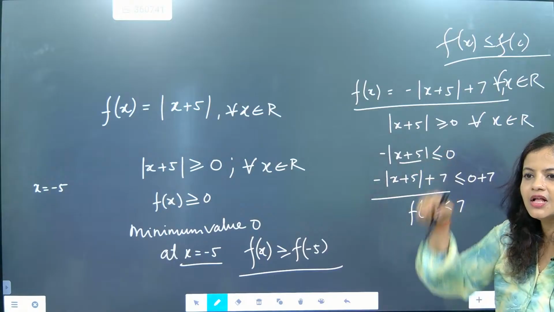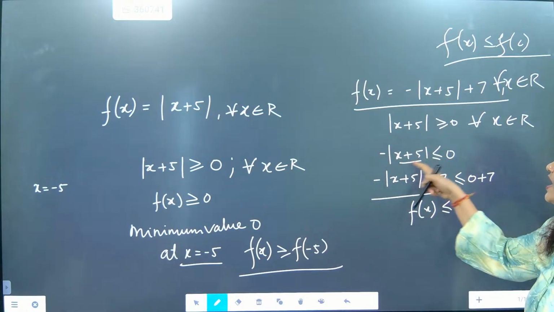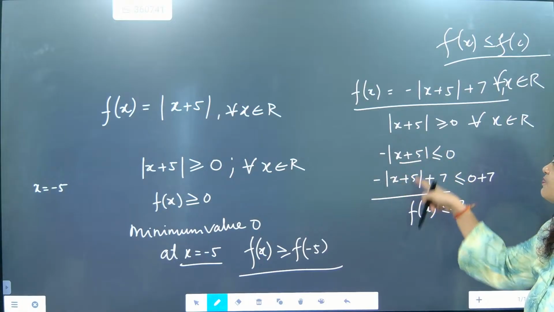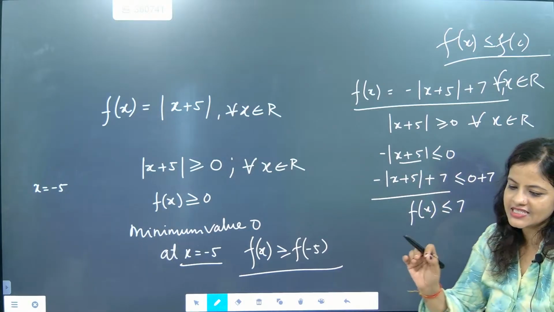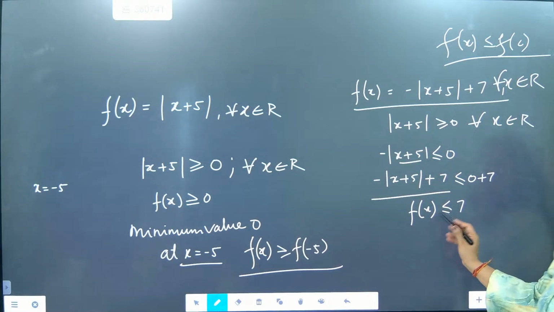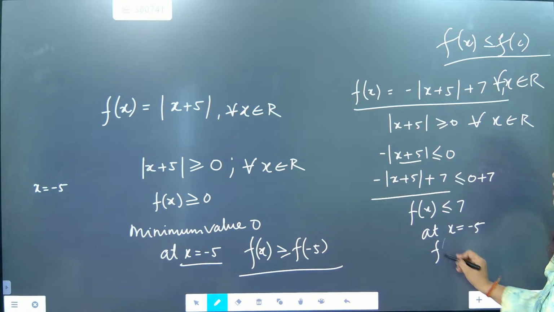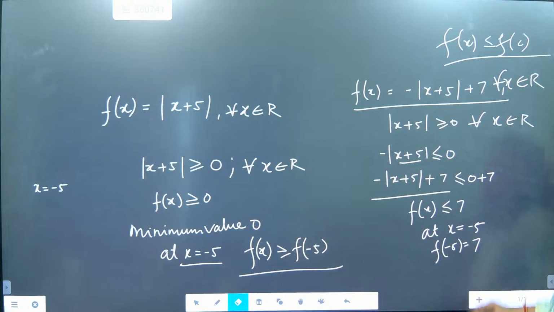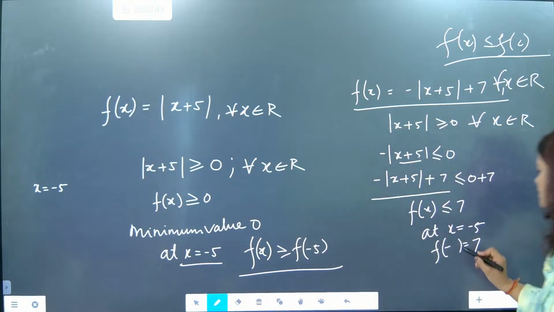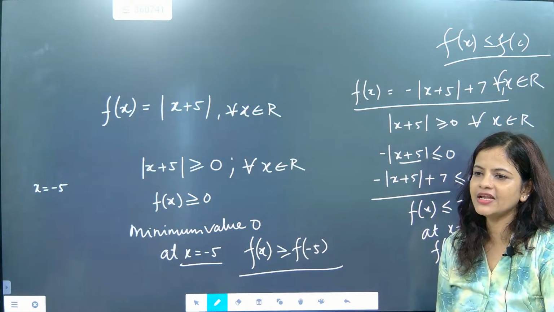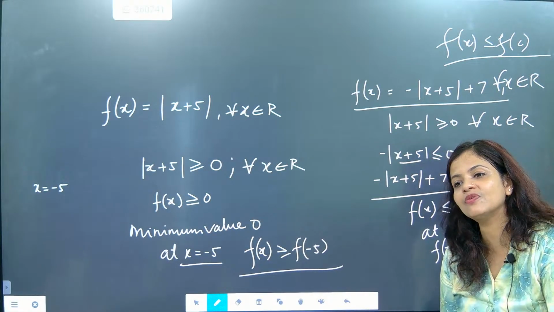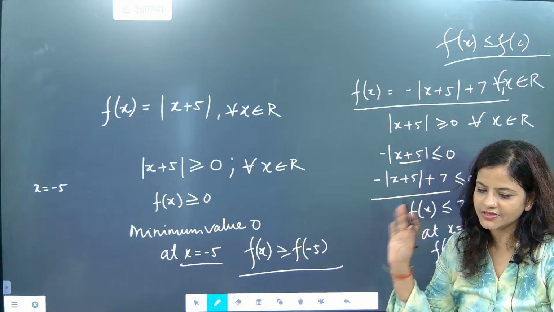Inside the modulus, the moment x is equal to -5, everything will become 0. This part will become 0. Then what will come? 7. Understood? So here, at x equal to -5, f of -5 is giving you 7. So what is your point of maxima? -5. And what is the maximum value? 7. I rest my case.